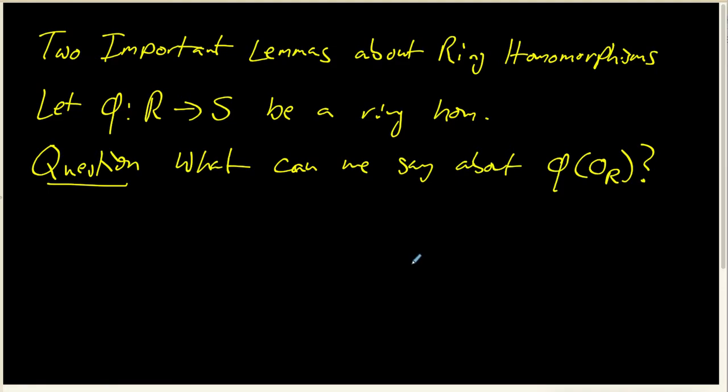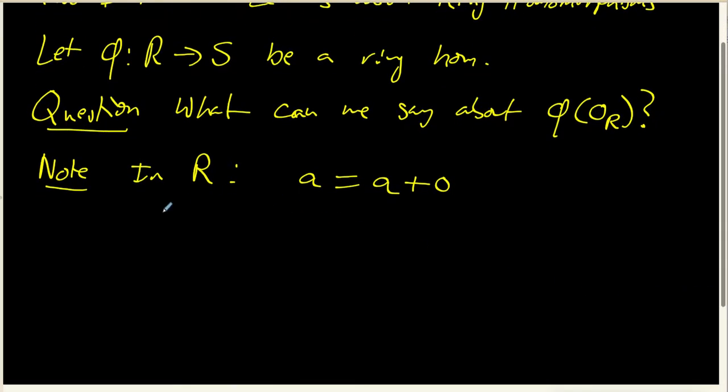Well, let's actually investigate this. What I'm going to notice is this. So we're going to start this way. Inside R, we actually know that a is always equal to a plus 0. And so what that's going to say is that phi of a is going to have to be equal to phi of a plus 0 inside of S.